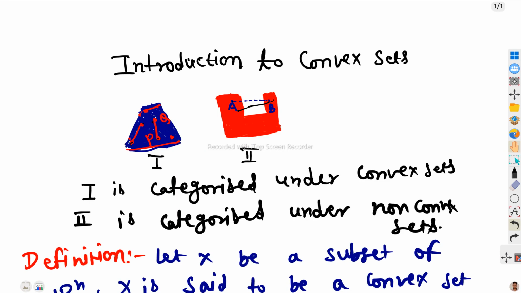We are going to introduce convex sets. In the first figure, if we join any 2 points, the line segment joining the 2 points lies wholly on the figure. But in the second figure, if we join any 2 points, the line segment joining the 2 points does not lie on the figure. So the first figure is categorized under convex sets and the second is categorized under non-convex sets.